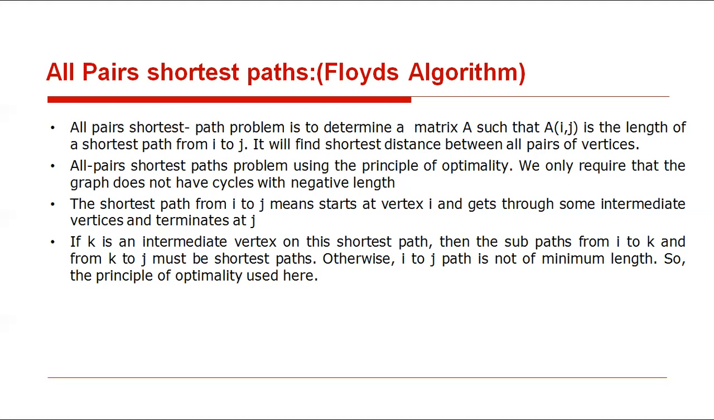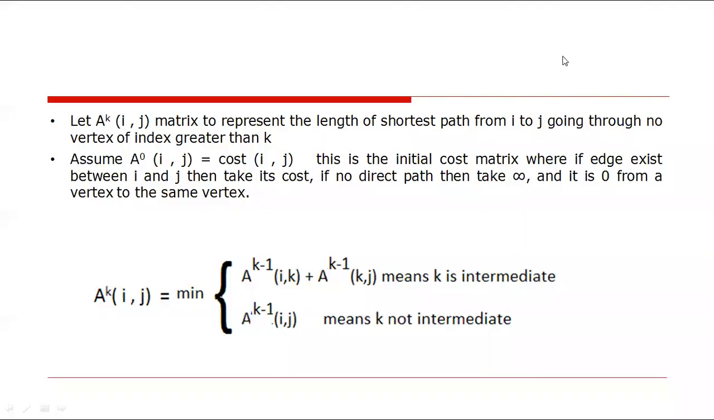The shortest path from i to j means it starts at vertex i, goes through some intermediate vertices, and terminates at j. If k is an intermediate vertex on this shortest path, then the subpaths from i to k and from k to j must be shortest paths. Otherwise, the i to j path is not of minimum length. So, the principle of optimality is used here.